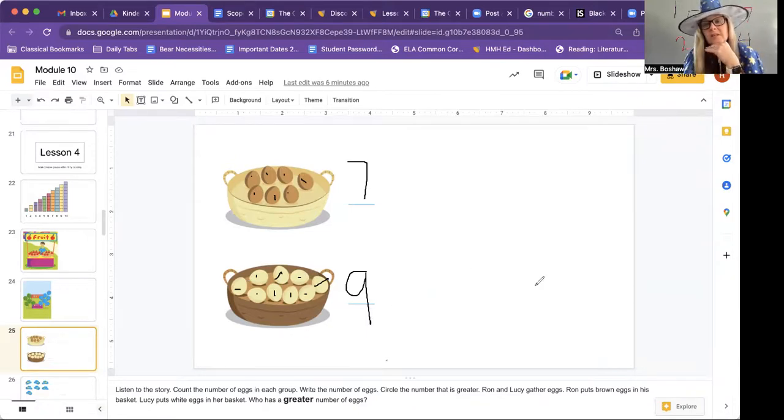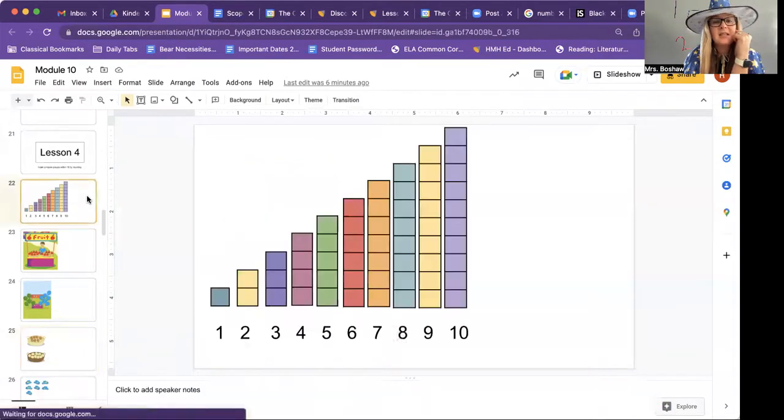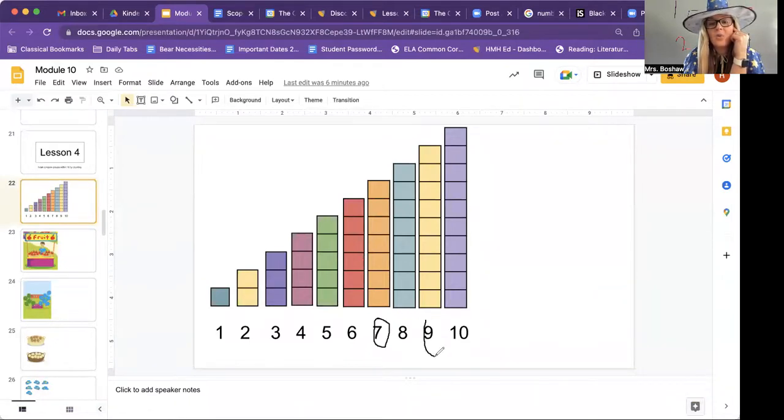If I'm counting 5, 6, 7, 8, 9, right? Which one is greater? Do you know which one is greater? We can't really match them like before, but what we can do is we can look at this. Again, we're looking at the number 7 and we're looking at the number 9. Okay, which one is greater? Right, this one is greater. 9 is greater.